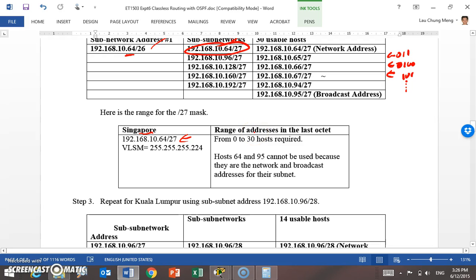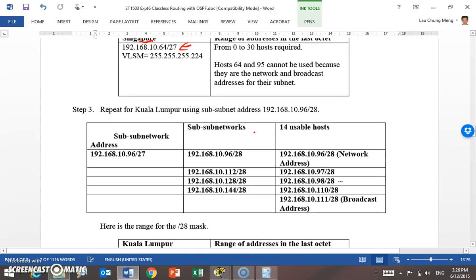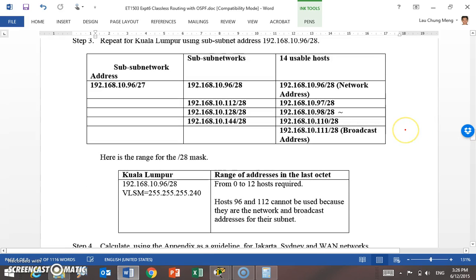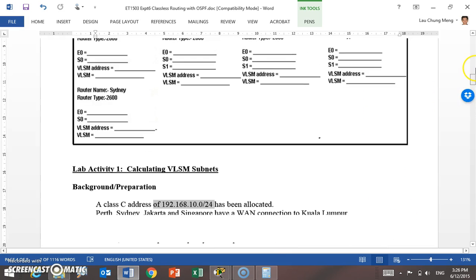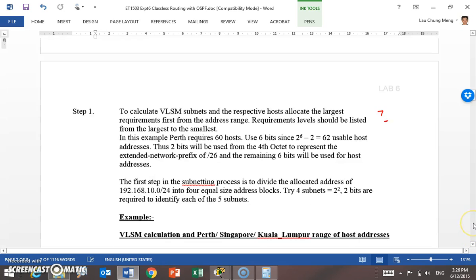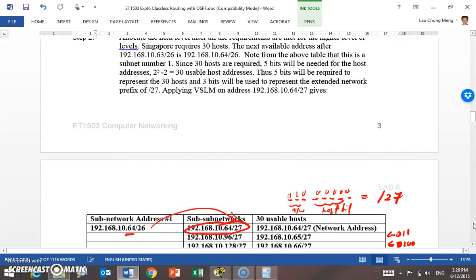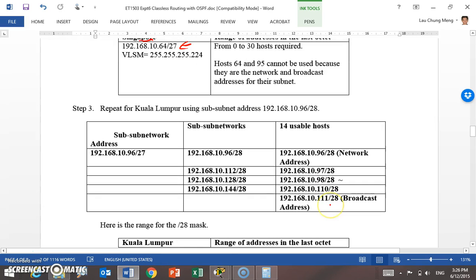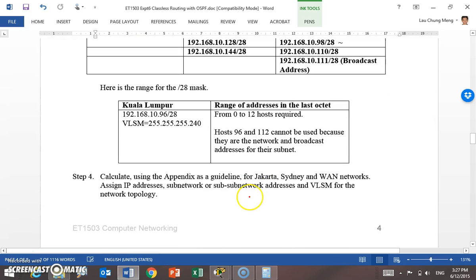And you continue your subnetting. Remember KL. How many hosts will KL need? I forgot how many hosts KL needs. KL, Jakarta, and Sydney need 12 hosts. So KL will need 12 hosts, so a /28 mask would be just nice.